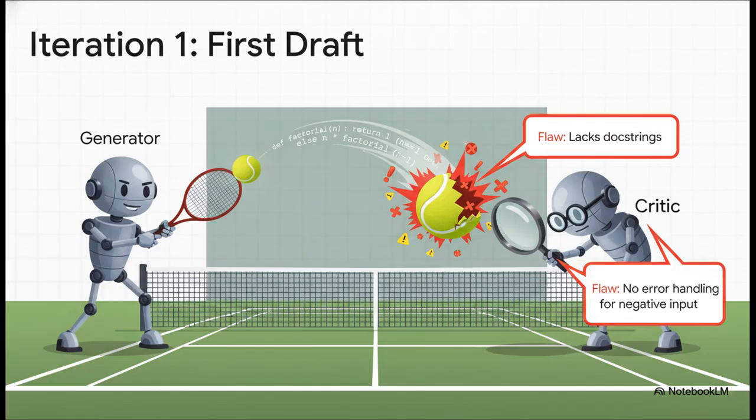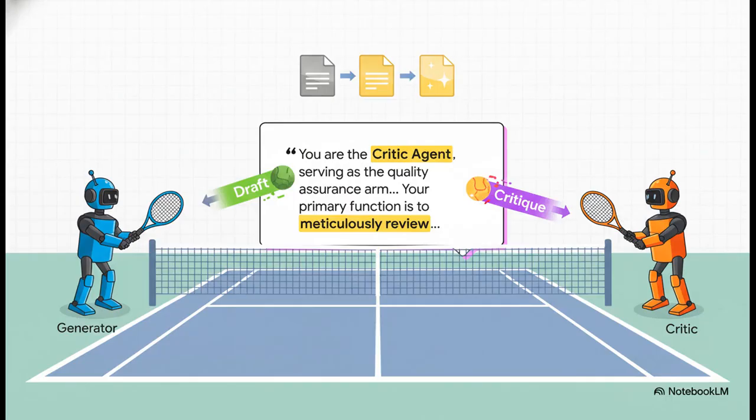Now, does it work? Kinda. I mean, for positive numbers, sure. But if you're looking at this with a QA hat on, it's a total failure. There's no documentation, no docstrings explaining what's going on. And the big one, what happens if you feed it a negative number? Spoiler, it's going to crash and burn. Not good. And this is where the critic really shines.